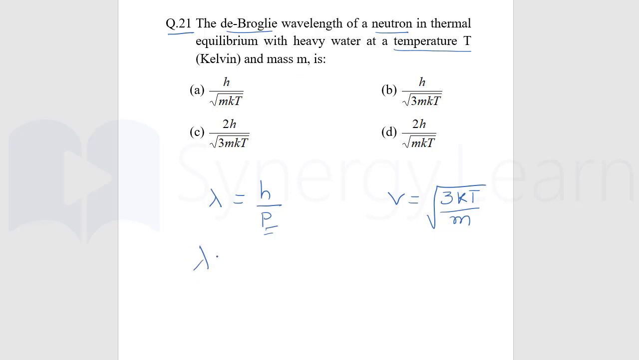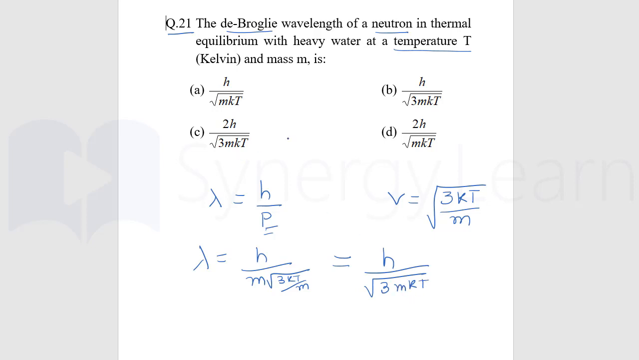So lambda is therefore equal to h by p, where p is m under root 3kT by m, which on solving comes as h by under root 3mkT.